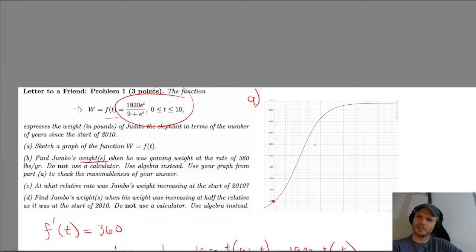Okay. Use your graph from part A to check the reasonableness of your answer. Alright, it's probably super reasonable. I have no idea. What's the log of 3 about? The log of 3 is approximately 1. So that's like over here. Why is that not drawing on this? Oh, because it's drawing underneath it.